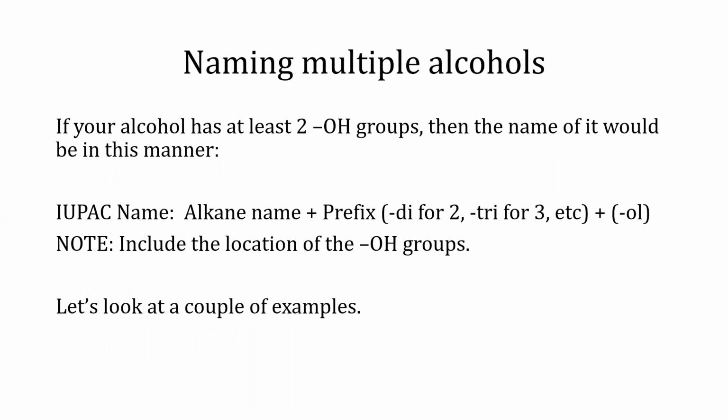Naming multiple alcohols is done by the following steps. If your alcohol has at least 2 OH groups, then the name of it would be in this manner. The IUPAC name is the alkane name plus a prefix, di for 2, tri for 3, etc., plus OL. Note, include the location of the OH groups. Let's look at a couple examples.